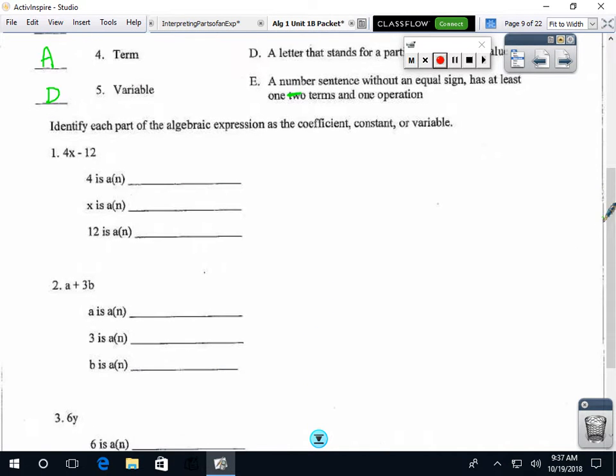All right, identify each part of the algebraic expression as well as the coefficient, constant, or variable. So in that expression, 4x minus 12, 4 is the what? Right, the coefficient. Okay, because it is the number attached to a variable. X is the variable. And 12 is a constant, right?